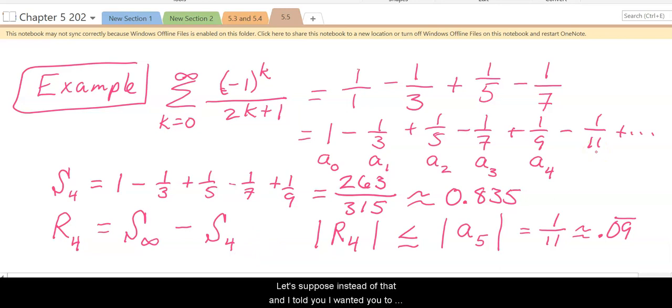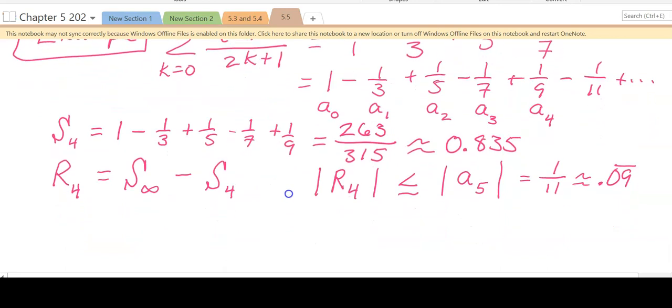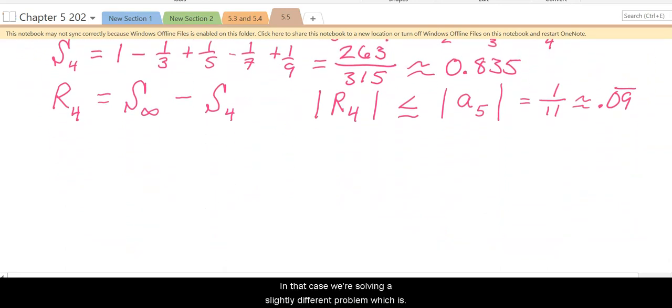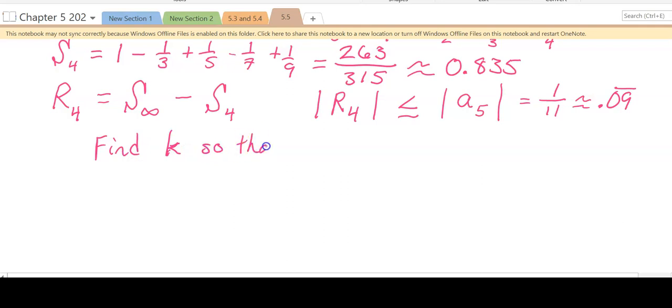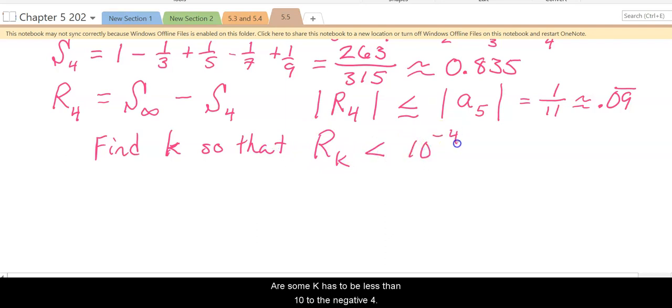Let's suppose instead of that I told you I wanted you to find how many terms in the partial sequence you needed to guarantee that the remainder would be less than, say, 10 to the negative 4. In that case, we're solving a slightly different problem, which is find k so that r sub k has to be less than 10 to the negative 4.